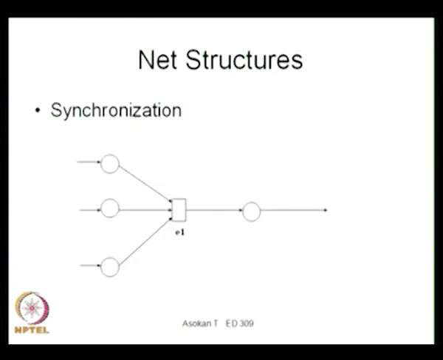Now there are different other net structures also, as you can see here. In this case, this is a synchronization which I already explained. This event can happen only when tokens are available in all these places. If the tokens are not available here, the event cannot happen. That means this event will be synchronized with the happening of all these 3 incidences. All these places should have a token in order to activate this. So when all 3 are ready, only then can the event be executed, and the token will be moved to the next one. So that is the synchronization structure.